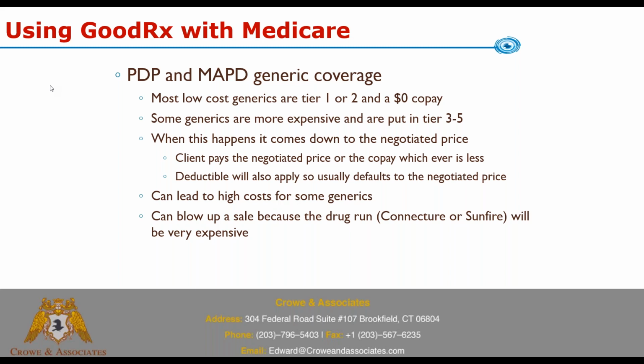And also keep in mind, it's going to be applicable to the deductible. So in those scenarios, it's a generic, and say that plan has a $450 deductible. They're going to have to meet that first. So they're going to be paying that negotiated price until the deductible is met, and it's just going to drive their cost up. So it can lead to a lot higher cost for some generic drugs, and it can certainly blow up your drug run on Connecture or Sunfire. If you're using Connecture or Sunfire, obviously you can save drug lists on there.